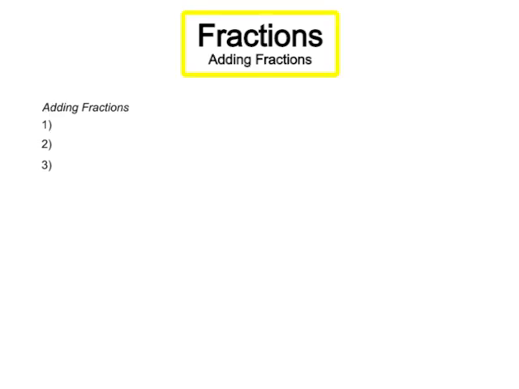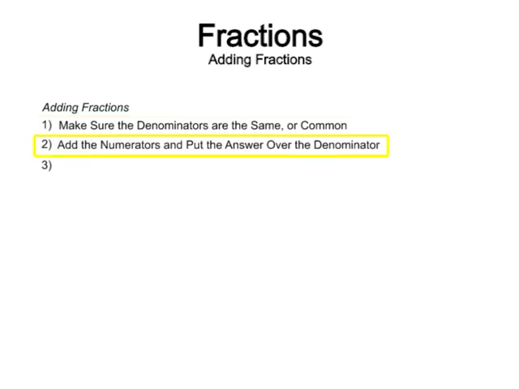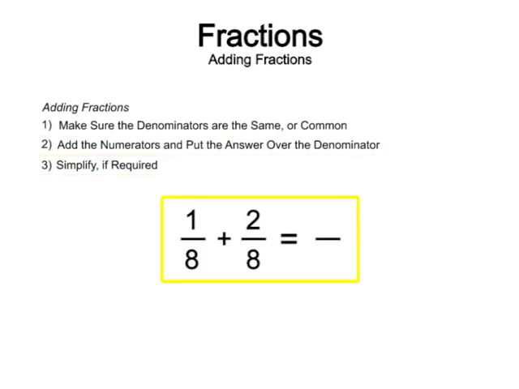There are 3 simple steps to adding fractions. First, make sure the fractions have common denominators. This means that their denominators are the same. Then add the numerators and put the answer over the original denominator. Simplify if needed. Let's add 1/8 and 2/8.